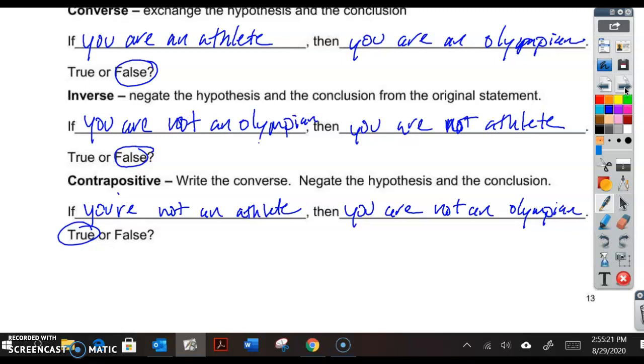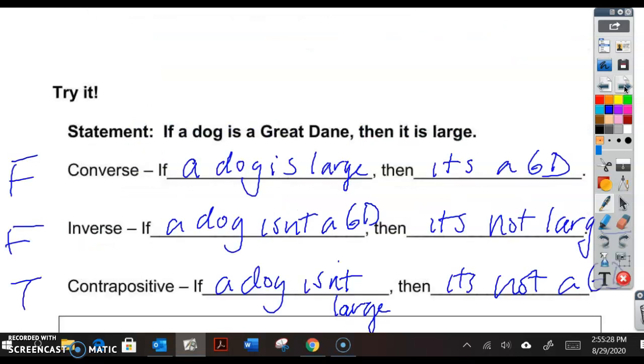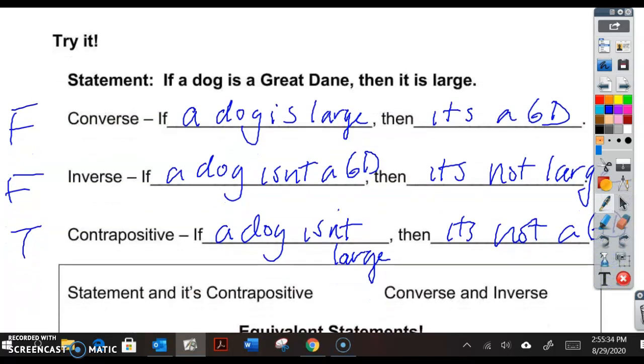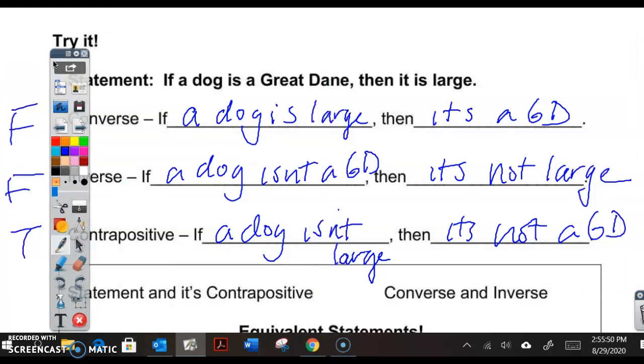So see if you can try the example about the Great Dane. Press pause right now, and then come back and I'll show you the answers. All right, so if a dog is a Great Dane, then it's large. There's your statement. The converse is if a dog is large, then it's a Great Dane. The inverse is if a dog is not a Great Dane, then it's not large. And the contrapositive is if a dog is not large, then it's not a Great Dane.